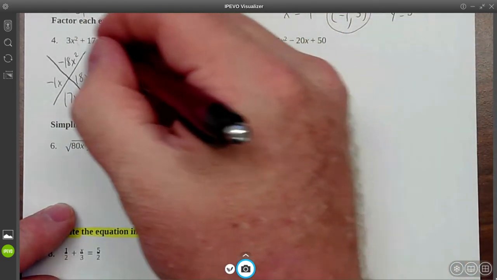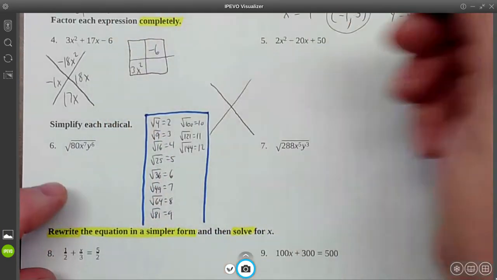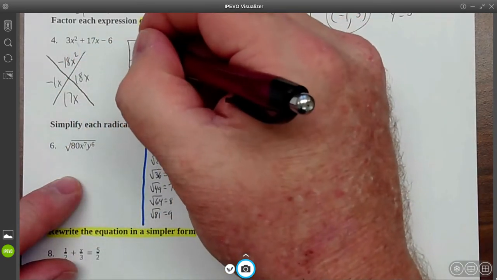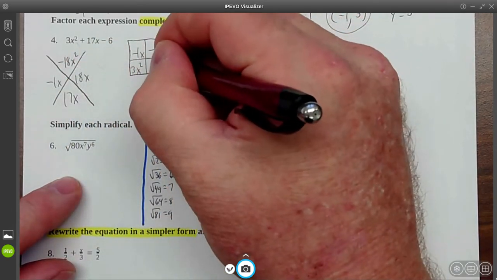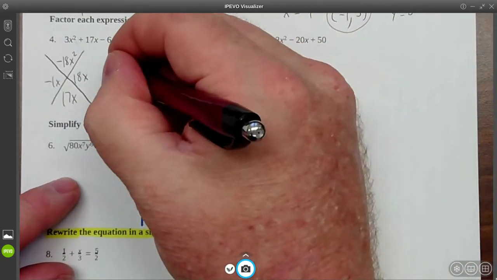And you start with the 3x squared and the minus 6, and they match up diagonally. Then for these other 2 boxes, we're going to put in these 2 numbers. So let's go with negative 1x there. Let's go with 18x here. All right, so now we're going to figure out the answer.